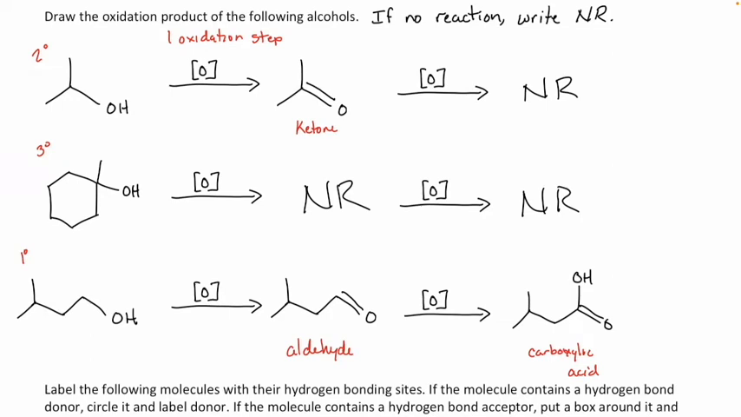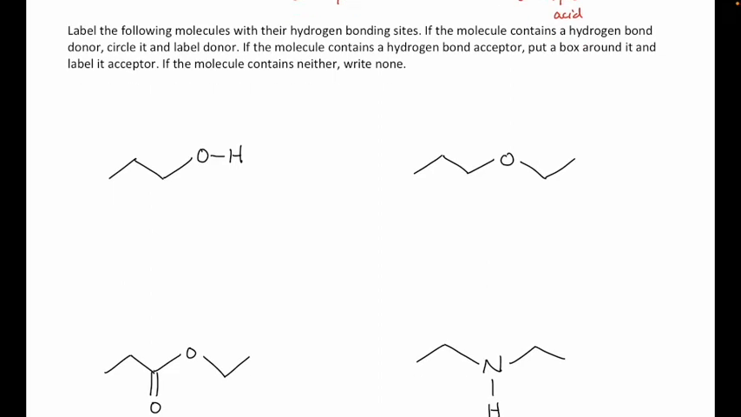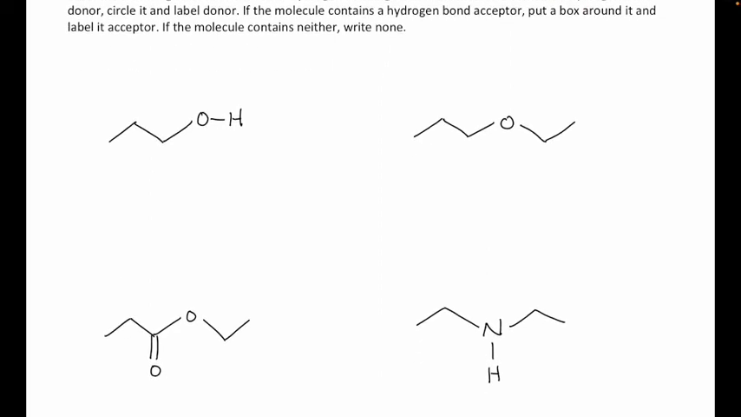Okay, so this was the first thing that we learned about alcohols with regards to reactions. Primary alcohols can be oxidized to aldehydes, which can be further oxidized to carboxylic acids. Secondary alcohols can be oxidized to ketones, but ketones can't be oxidized, it's stuck there. And then tertiary alcohols can't be oxidized at all. Okay. I'll post this whole document.